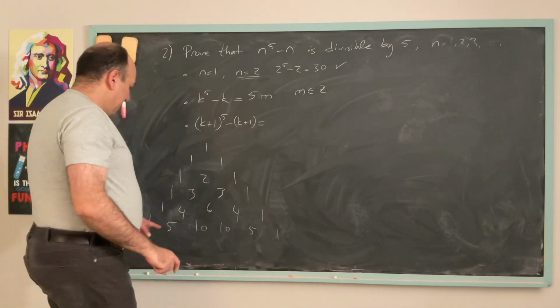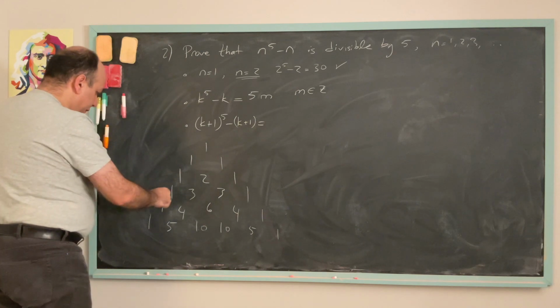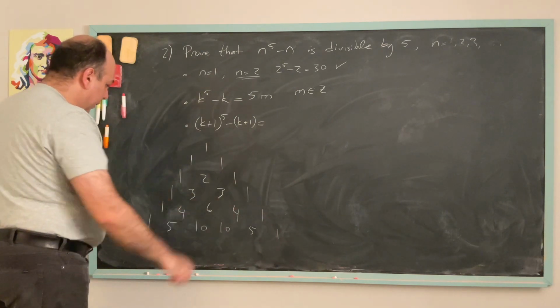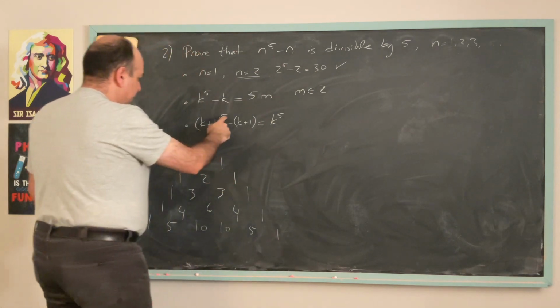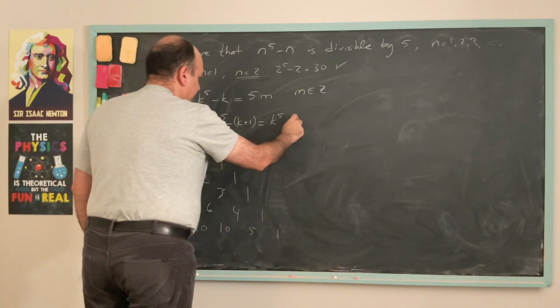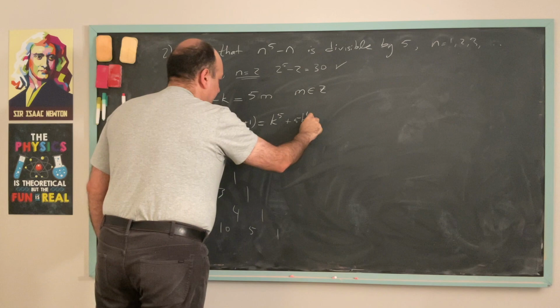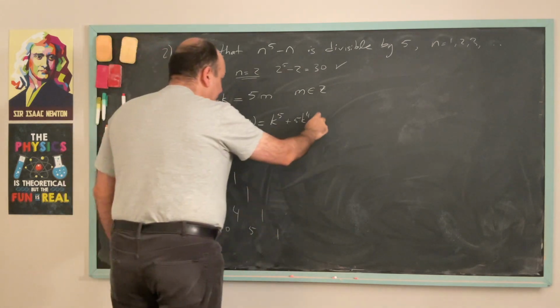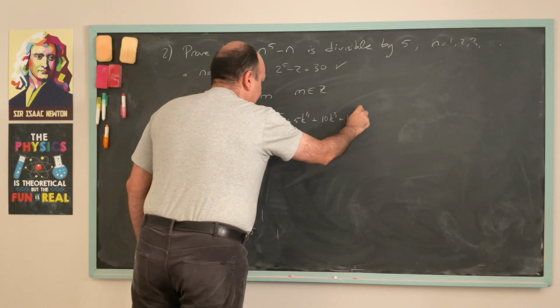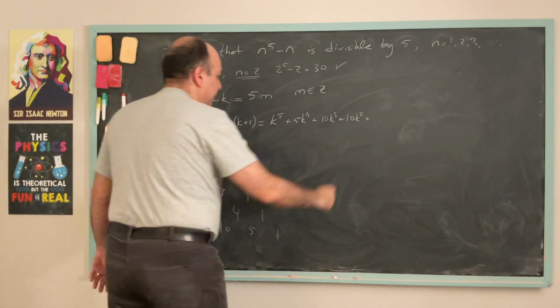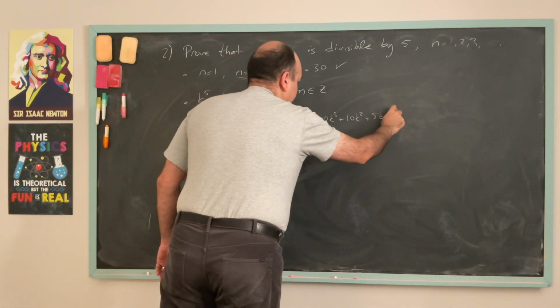Okay. So 1, 2, 3, 4, 5. The 5th power here. So this is going to be k to the 5th, right? Plus 5k to the 4th plus, then I have 10k cubed plus 10k squared plus 5k plus 1, right?